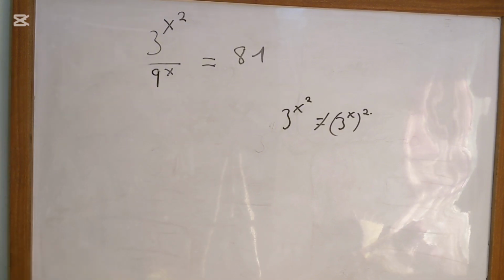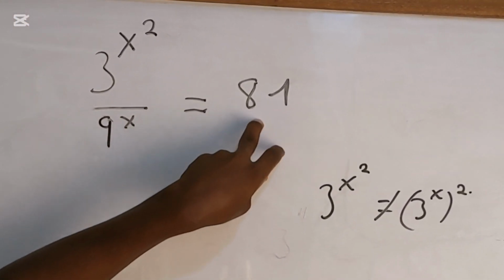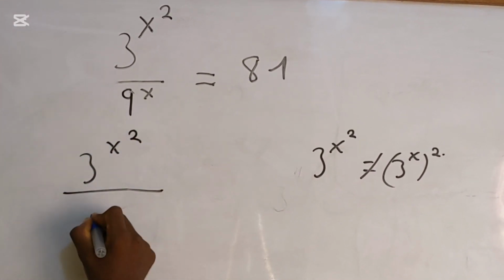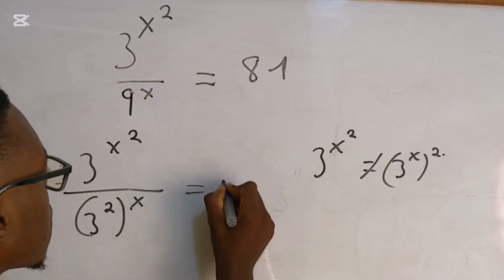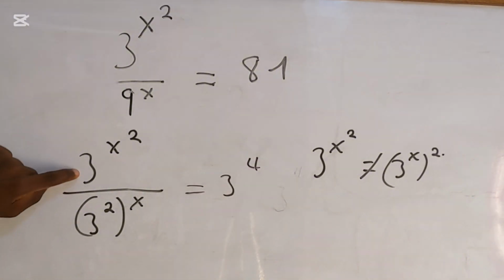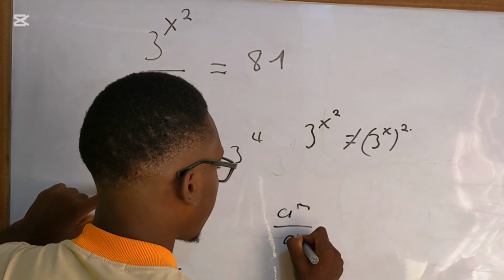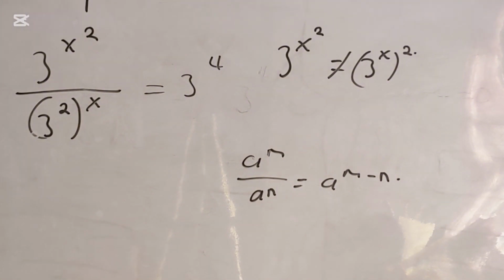Hence, look at this question. We can put everything in base 3, because 9 is 3 squared, and 81 is 3 to the power 4. Hence, you can have it as 3 to the x squared all over 3 squared to the x, is equal to 3 to the power 4. You can then apply laws of indices. Since you have the same base 3 here, you know that a to the power m all over a to the power n is a to the power m minus n. That's what we have at this point.